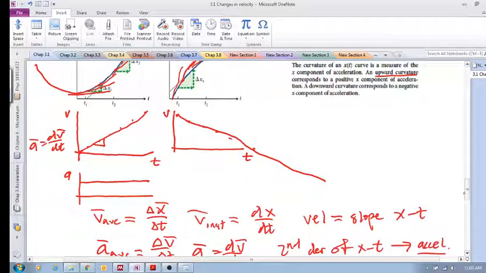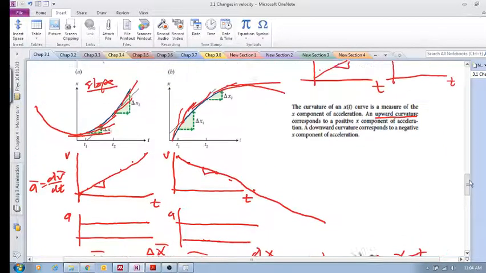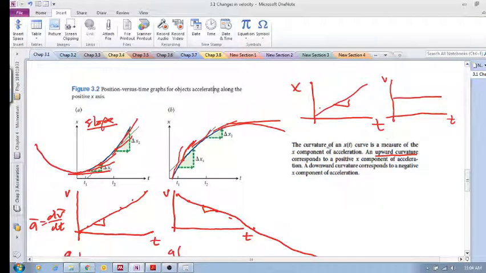And what's going to happen if I draw my acceleration time curve? Well, what is the slope? Number one, it's constant as we go along, and it is negative. So I'm going to have a negative acceleration, right? So this is what it says here.